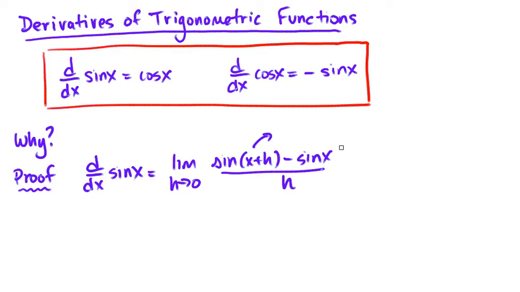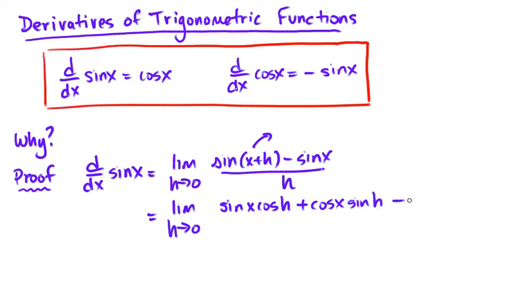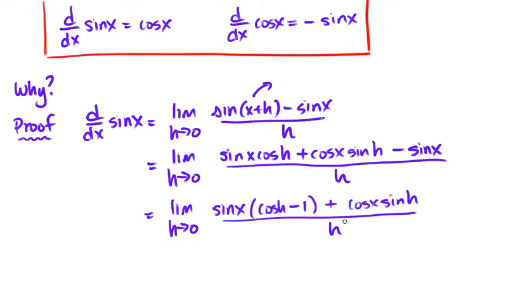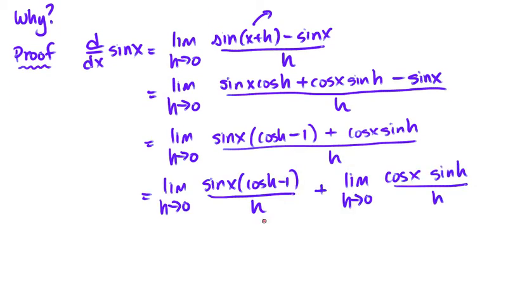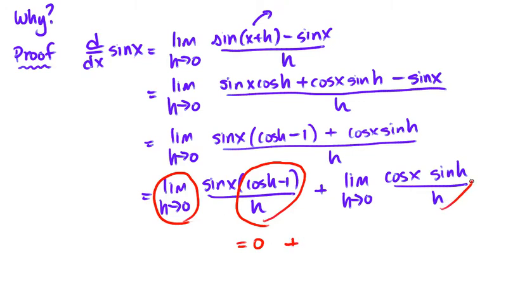So let me expand it. There's the expansion, take away a sine x, all divided by h, and I'll move some of these items around and factor. And I'm going to separate this into two limits. And hopefully you'll see that this part here is equal to 0, and that this part here is equal to 1, and we have our derivative.